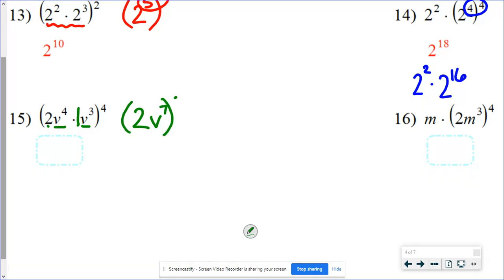Now this is all to the 4th power. So this 4 would go on to here, so I'll have 2 to the 4th power. We just figured out what that was in the last slide. And then here we're going to multiply those, so that would be v to the 28th power. And 2 to the 4th power we figured out was also 16.